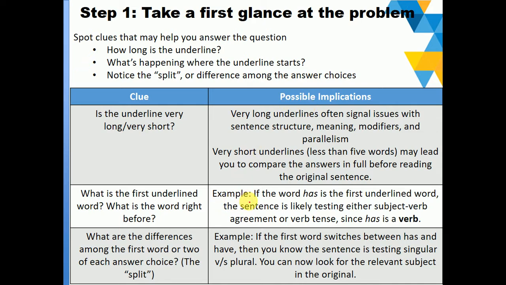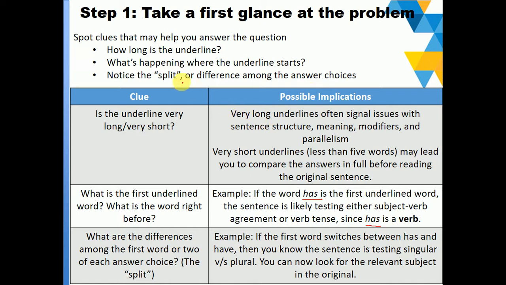Well, as an example, I could say, if the word "has" is the first underlined word, the sentence is likely testing either subject-verb agreement or verb tense. Why? Because "has" is a verb. So just because the underline starts at "has," you already have a fairly good understanding of what you're probably going to encounter.